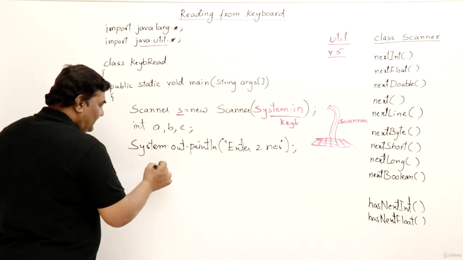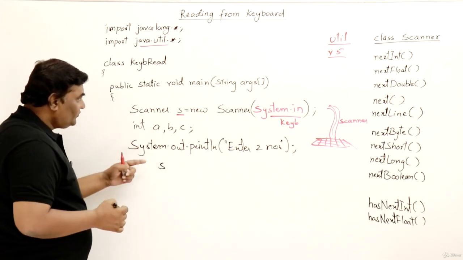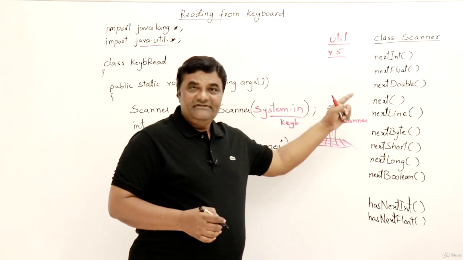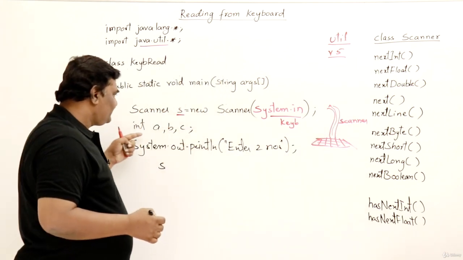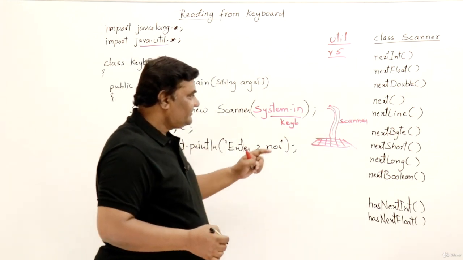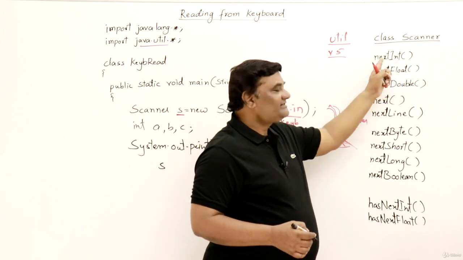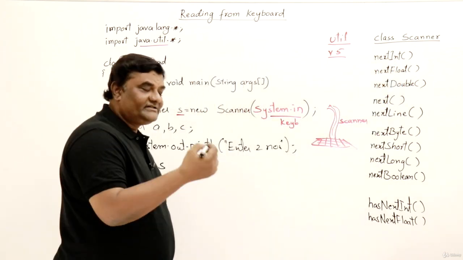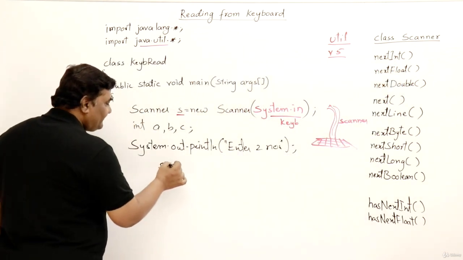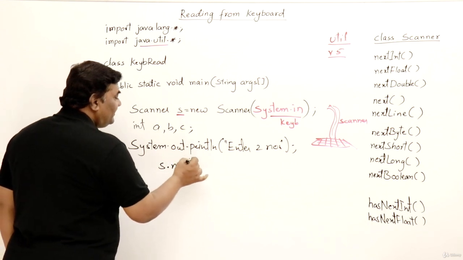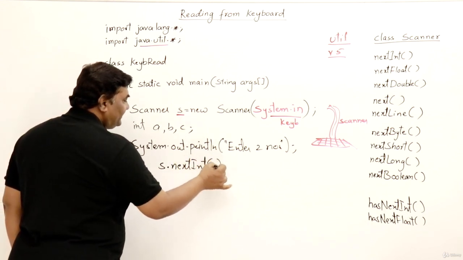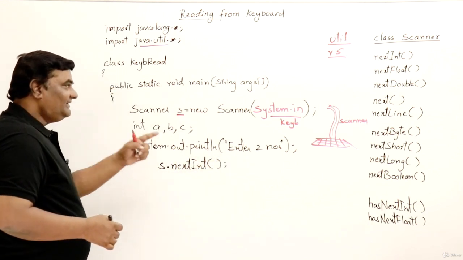For reading, I have to use this Scanner. How to read it? These are the methods available. The type of numbers that I want to read are integers. So there is a method called nextInt. Call this method, and it will read an integer number from the keyboard. Make sure you are entering an integer number only from the keyboard. So you should give valid data.